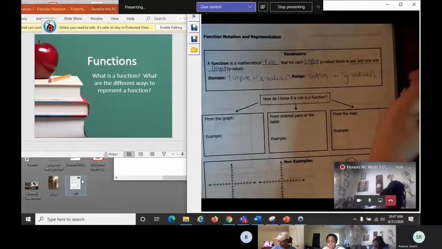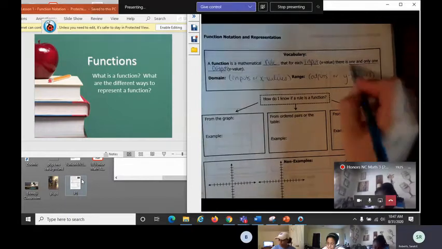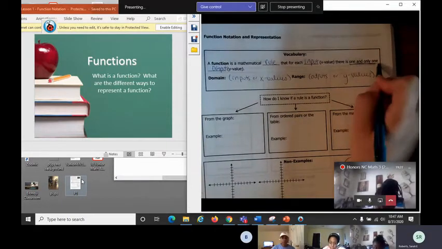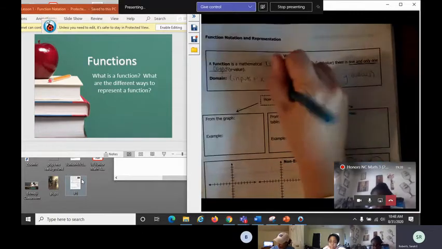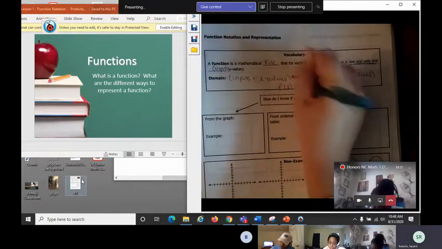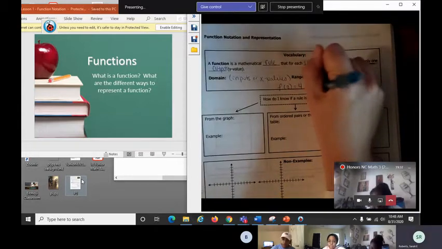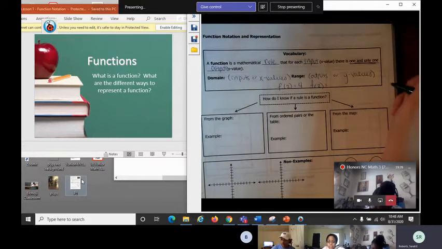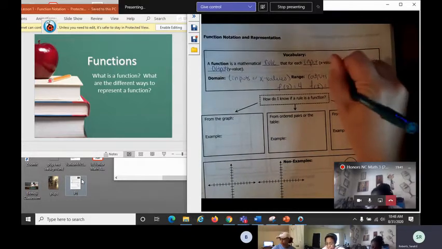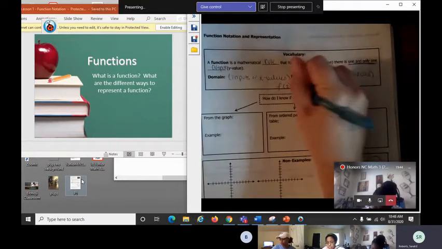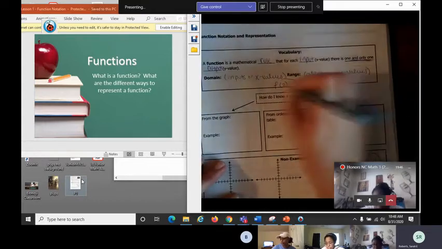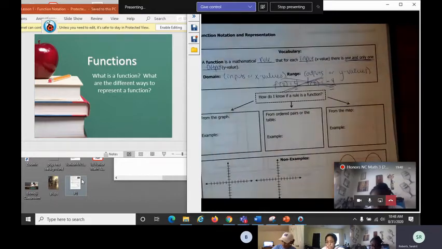Okay. So when it says one and only one output up here, that's saying maybe if you have a function f and you get 4 when you put in 2, and then you put in that same x value again and you get out -4, so you get out something different, that cannot happen. You cannot get out 2 different values for the same input. Okay, what questions do you guys have so far?